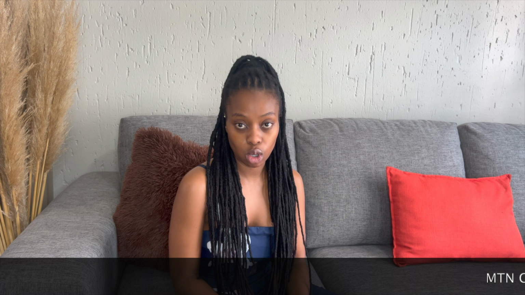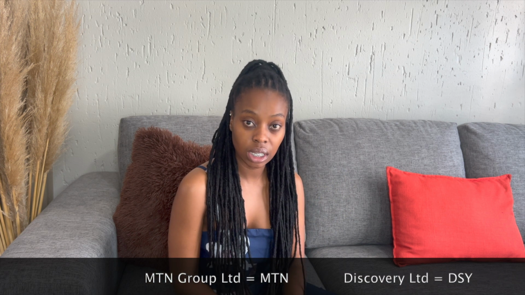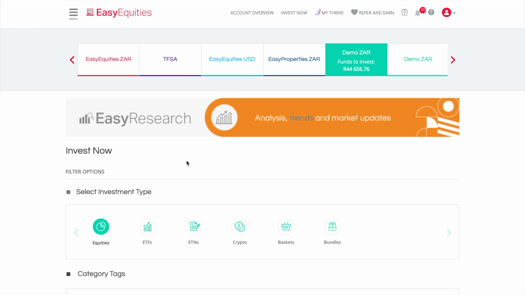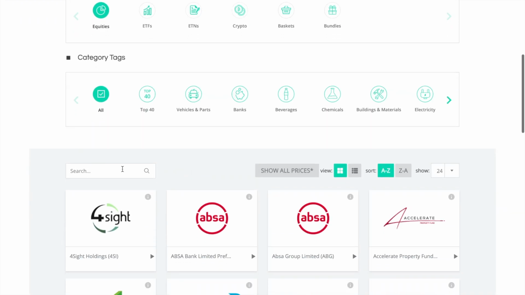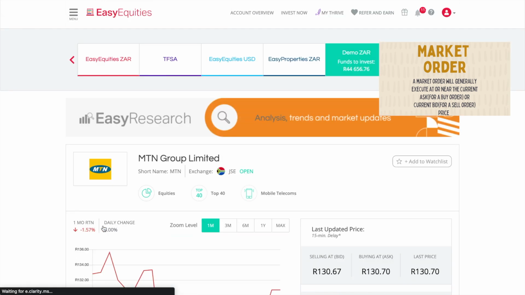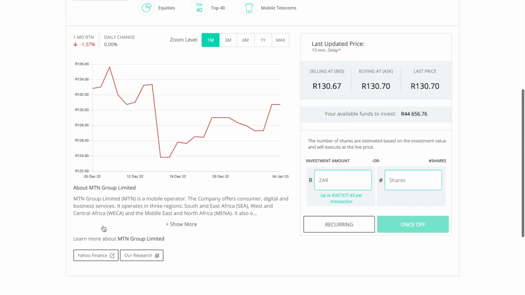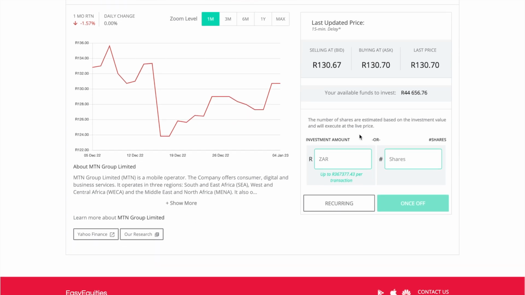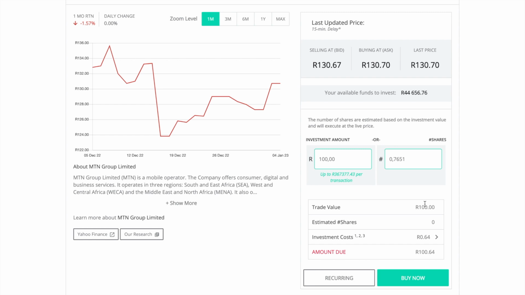Once you have signed up on the platform, you need to familiarize yourself with the concepts that are used within investments. For example, we use tickers to identify stocks, and these are basically the nicknames of the stocks. For example, MTN is MTN, and Discovery is DSY. Once you click on a stock you're interested in buying, you can place a buy order, which is an order to buy or sell a security, which is also known as a stock or an equity. This type of order guarantees that the order will be executed but does not guarantee the execution price. A market order generally will execute at or near the current ask for a buy order or the current bid for a sell order price.